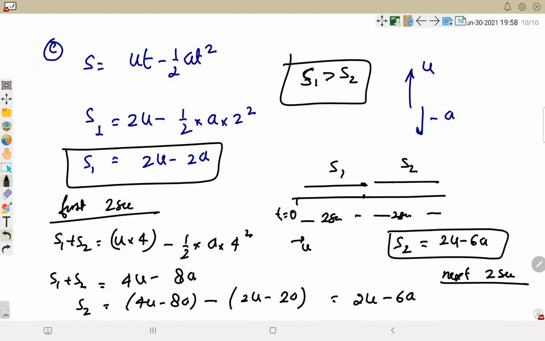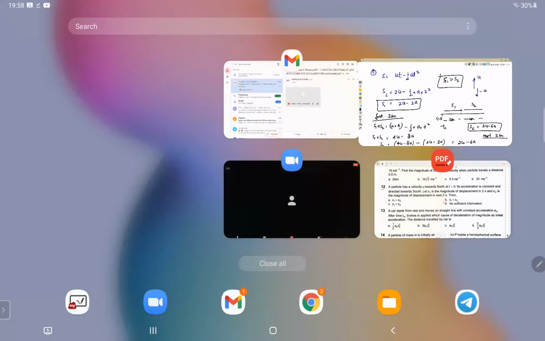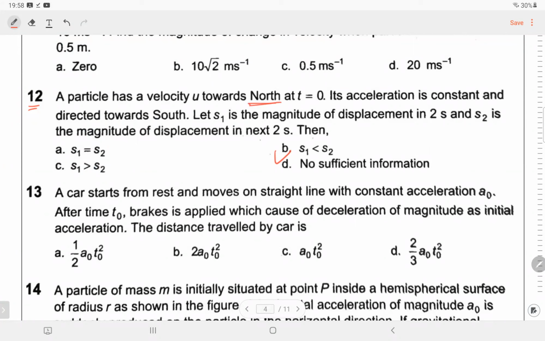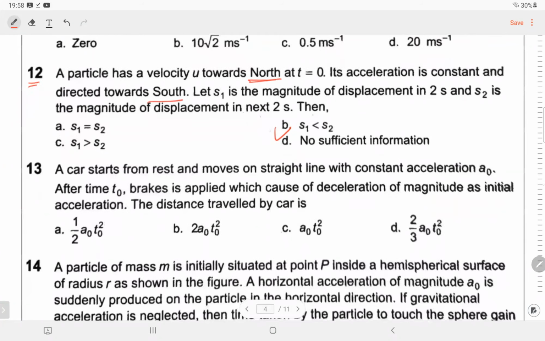Correct? Displacement in first 2 seconds and displacement in next 2 seconds. Right? Yes, sir. So in this question it was not directly mentioned that it is retardation; you have to decide, because the velocity given is in the north direction and the acceleration is towards south, so that means it is retardation.